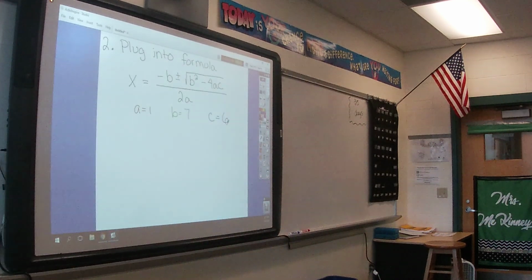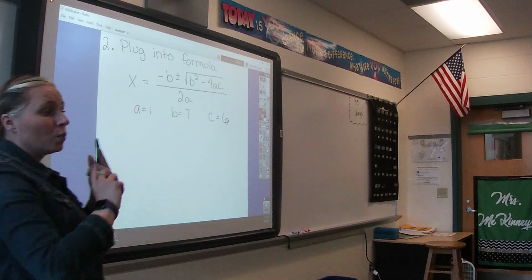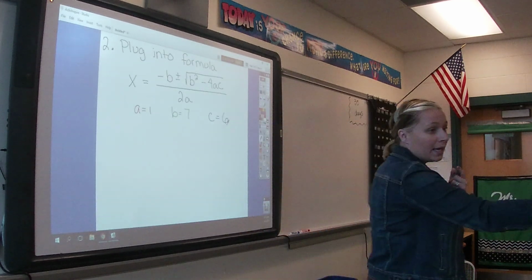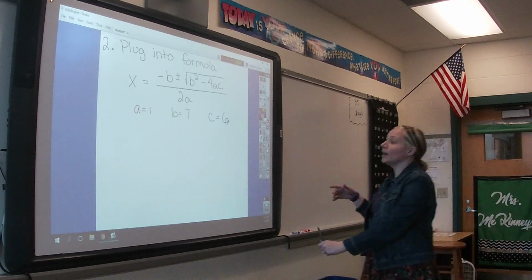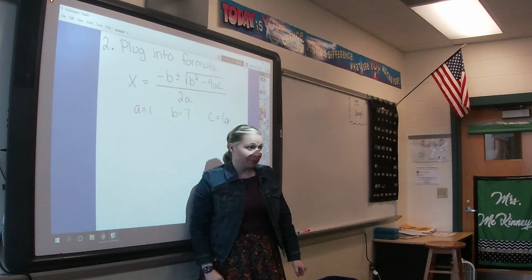Okay, so we are going to substitute. What does substitute mean? Replace the letter with its new corresponding value, which means if a number goes in, the letter comes out. You should not have any variables left in the formula other than x.